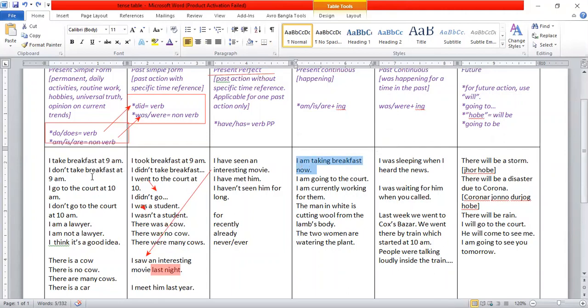What is the difference between present simple form and continuous form? Simple form is, as you can see here, for permanent statement, daily activities, routine, hobby, universal, or regular activity, or your opinion. Like if you say, I take breakfast, it means you take breakfast as a human every day. But if you want to mean I am eating right now, বাংলায় আমি খাচ্ছি এখন, you should say I am taking breakfast. You cannot say I take breakfast.